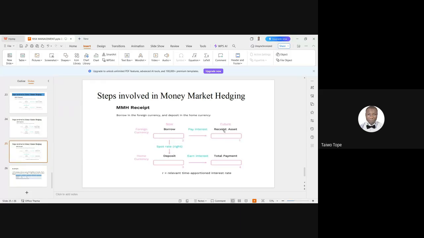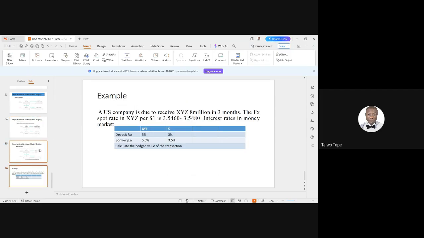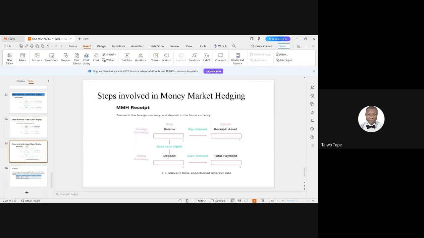receipt value will be what? What do you expect to get in future? 8 million XYZ. Now, to the US, this XYZ is a foreign value, right? Yes. You put 8 million. Now, when you put this 8 million, you are hedging against this 8 million.